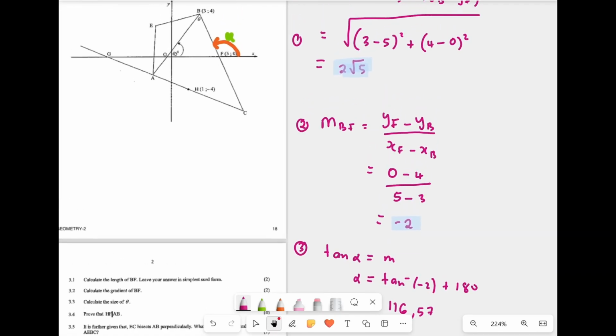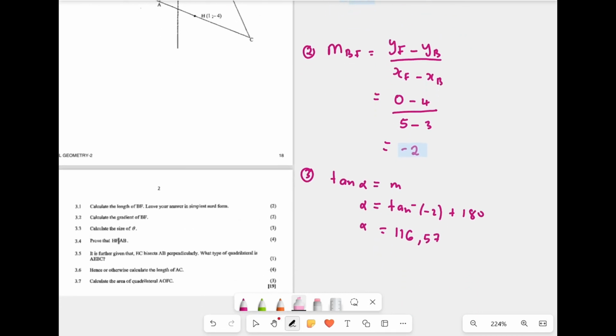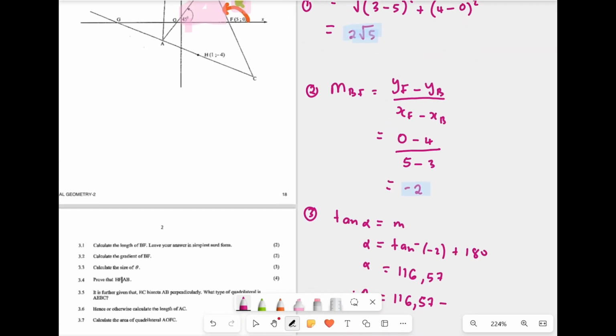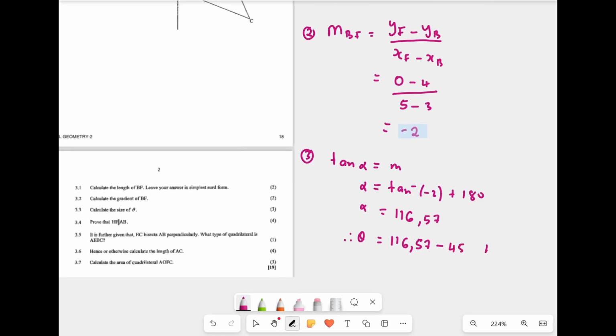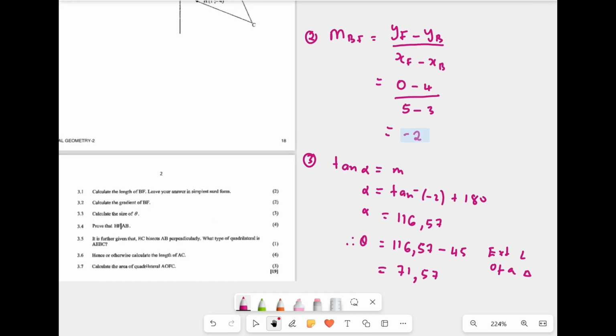But we are not looking for alpha, we are looking for theta. In this triangle, alpha is an exterior angle, so we can just say alpha minus 45 will give us the angle theta. Therefore, our angle theta is equal to 116.57 minus 45, that is the exterior angle of a triangle. So our theta is 71.57.